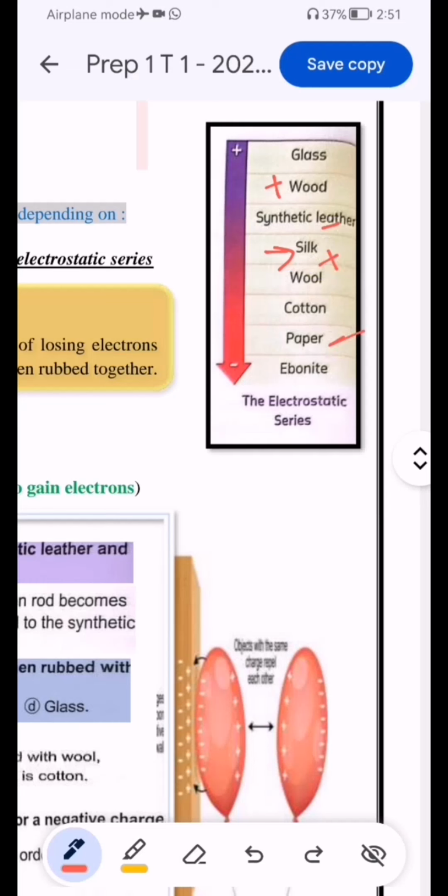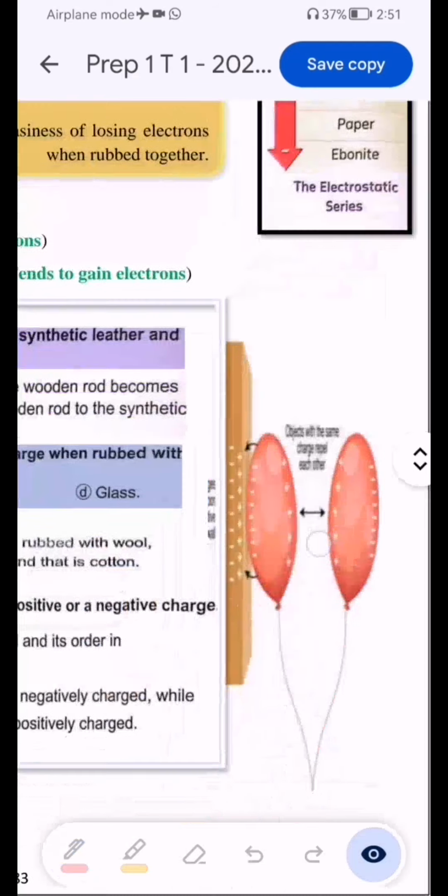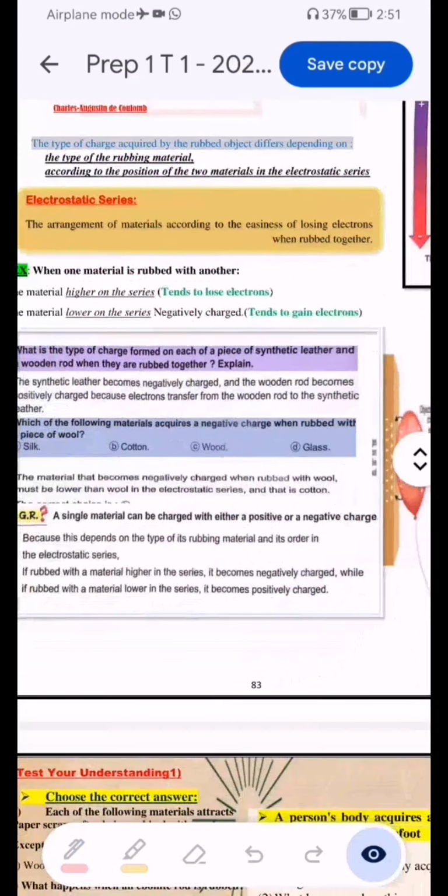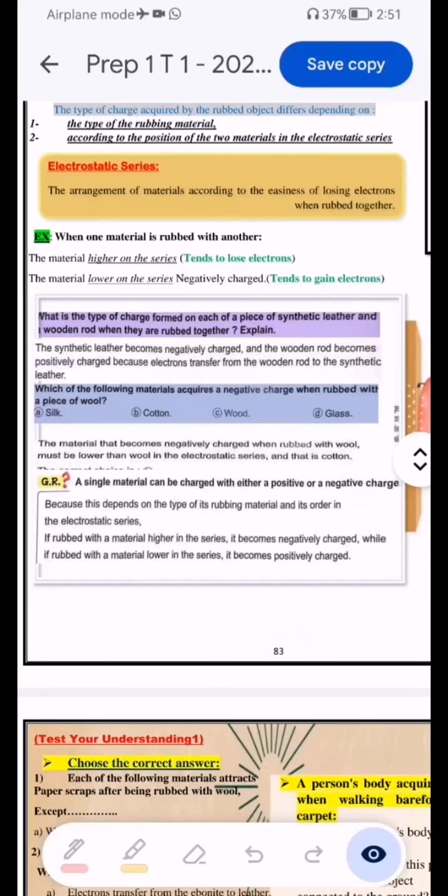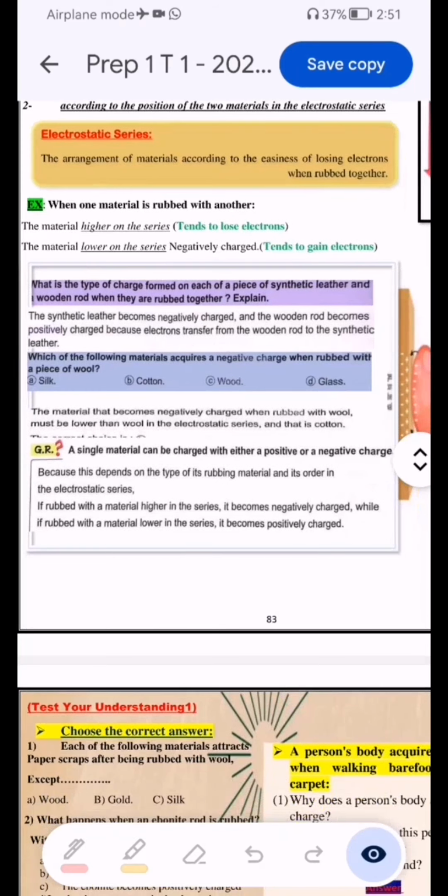So the same material may be positive or negative according to what? The rubbing material. That depends on the type of rubbing material and its order in the electrostatic series. If rubbed with a material higher in the series, it becomes negatively charged, while if rubbed with a material lower in the series, it becomes positively charged. Okay?